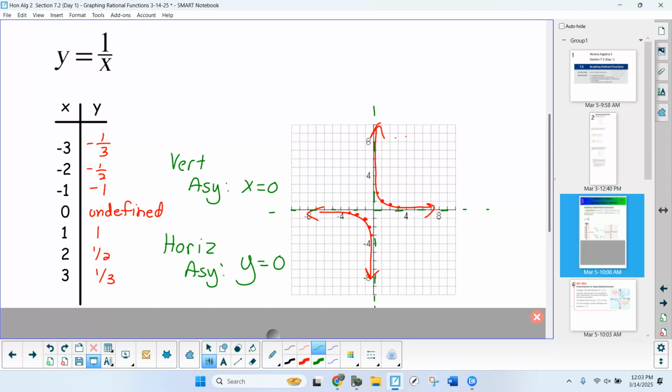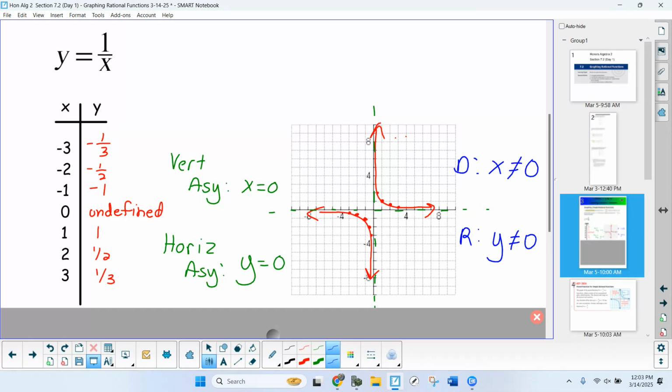So what's my domain and range? What's the domain of this? Well, does it go left forever? Does it go right forever? But it can't be what? 0. So x cannot be 0. How about the range? Does it go up forever? Does it go down forever? But it's not allowed to be what? Y cannot be 0. So there's your domain and range. So those are all the important pieces of my parent function.